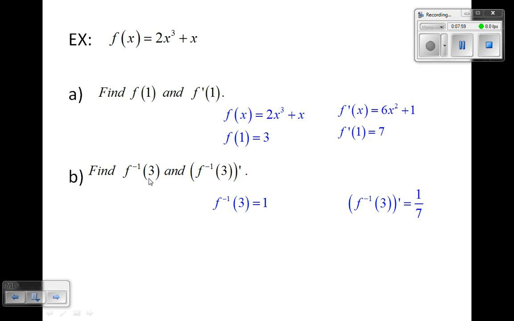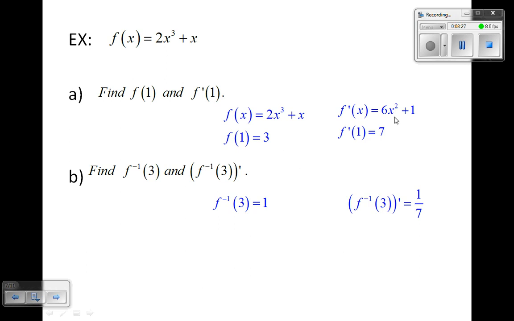So this one looks quite different. Here they're giving us a nice simple looking function for f of x. And then there's a part A and part B. So part A is just asking you, what's f of 1 and what's f prime at 1? So f of 1, that's just your straight, plug 1 into your function and see what comes out. So here's my function. I plug 1 in, 2 times 1 cubed plus 1. That gives me 3.